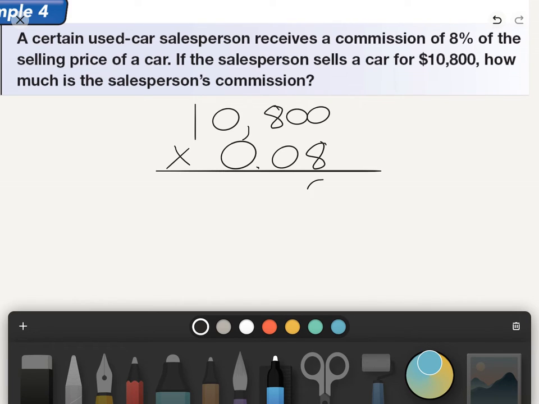So 8 times 0 is 0. 8 times 0 is also 0. And 8 times 8 is 64. Carry my 6. 8 times 0 is 0 plus 6 is 6. Then 8 times 1 is 8.